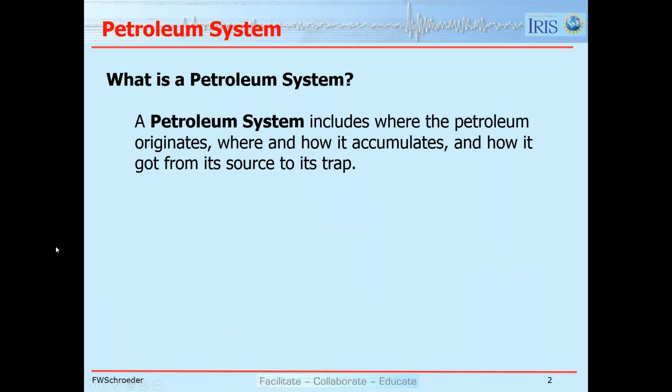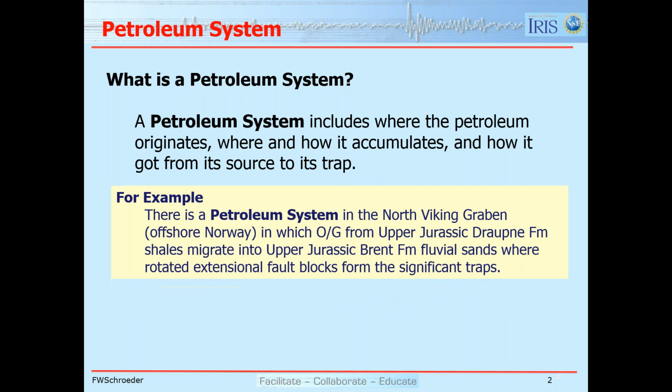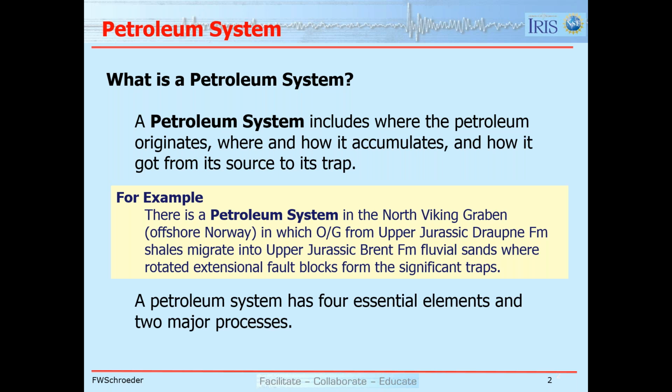So before we talk about that, let me define what a petroleum system is. A petroleum system includes where the petroleum originates from, how it accumulates, and how it got from its source to its trap. So for an example, there's a petroleum system in the North Viking Graben, which is offshore Norway. Oil and gas are generated from the Upper Jurassic Draupne Formation, and then it migrates into Upper Jurassic Brent Formation fluvial sands, where there are rotated extensional fault blocks forming significant traps.